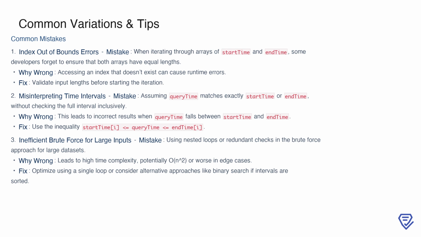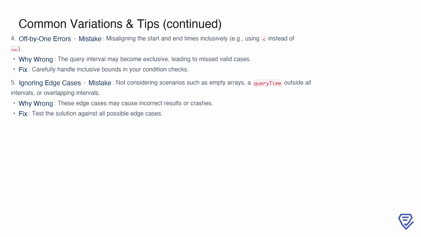Lastly, relying on a brute force approach can become inefficient for large datasets. Nested loops or redundant checks can result in high time complexity, such as O(n squared) or worse, in edge cases. To address this, optimize by using a single loop or explore options like binary search if the intervals are already sorted. Another subtle but common mistake is the off-by-one error, which occurs when inclusive bounds are not handled properly. For example, using less than instead of less than or equal to for the end time can lead to excluding valid intervals from your results. To fix this, carefully check your conditions to ensure the bounds are inclusive.